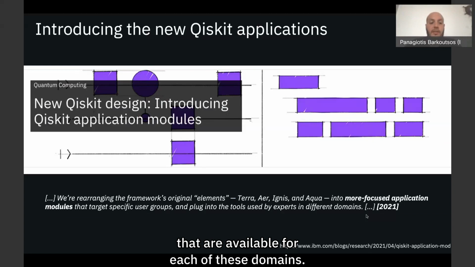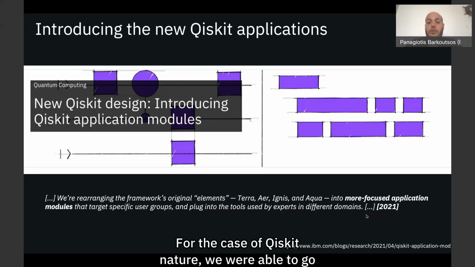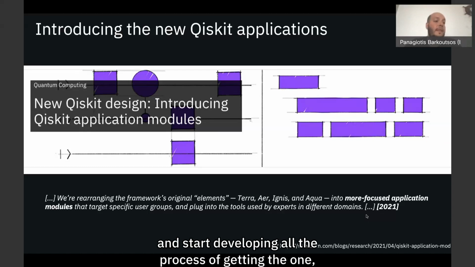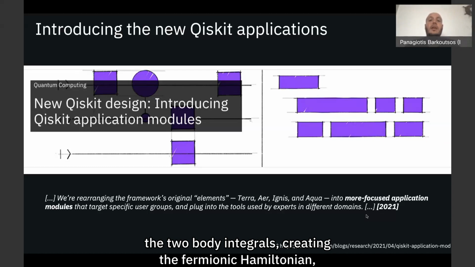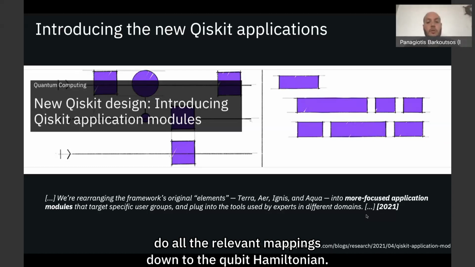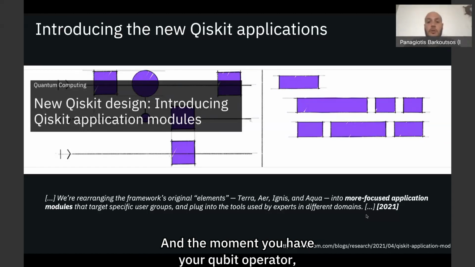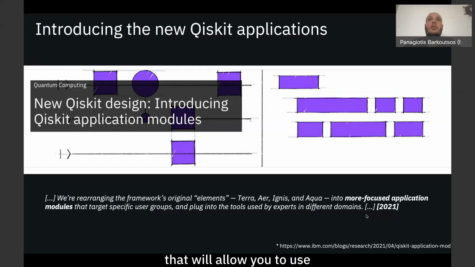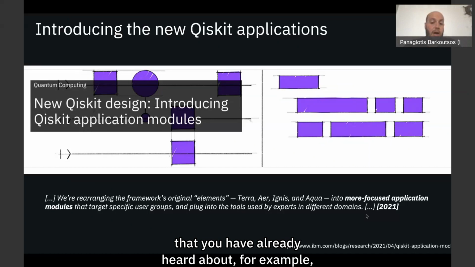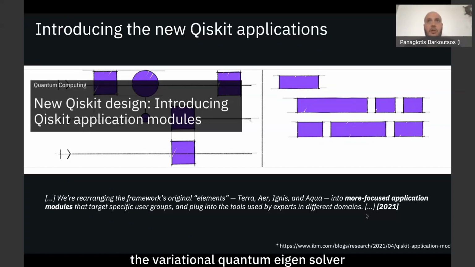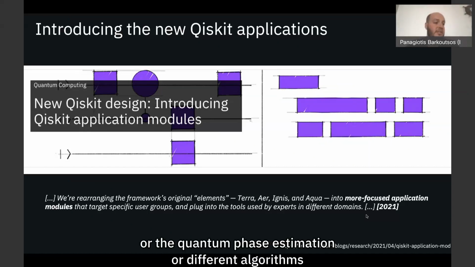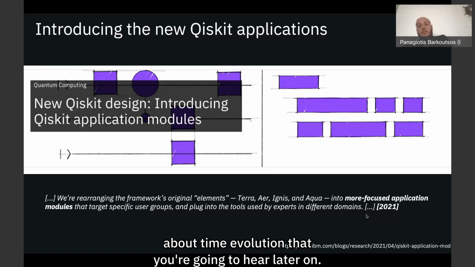For the case of Qiskit Nature, we were able to start developing all the process of getting the one and the two body integrals, creating the fermionic Hamiltonian, and doing all the relevant mappings down to the qubit Hamiltonian. And the moment you have your qubit operator, then you can just pass it to the main Qiskit that will allow you to use the different algorithmic components that you have already heard about, for example, the variational quantum eigensolver or the quantum phase estimation or different algorithms about time evolution that you're going to hear later on.